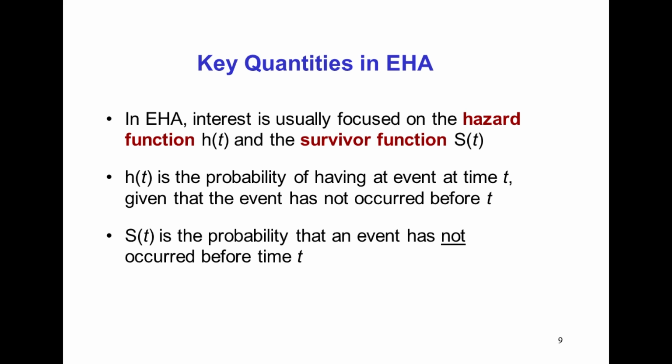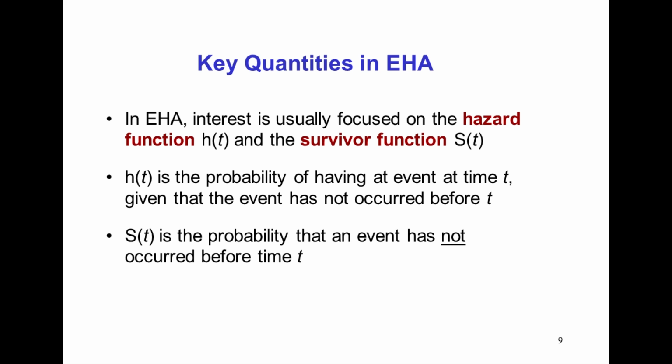Okay, now to talk about a couple of key quantities, first in a descriptive way, in event history analysis. The most important one of these is the hazard function. Loosely speaking, it's the probability of having an event at a given time point or a given interval of time. And this is the important thing: given that they haven't already had the event. So it's a conditional probability. We'll look at an example of this in a moment.